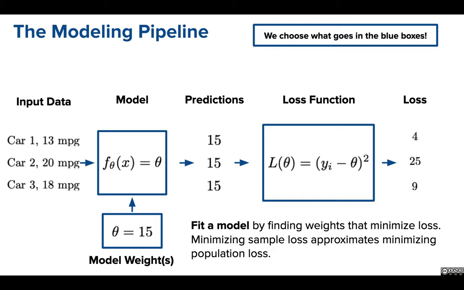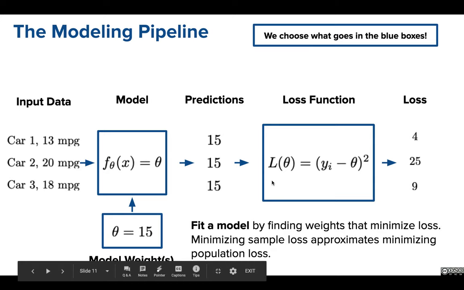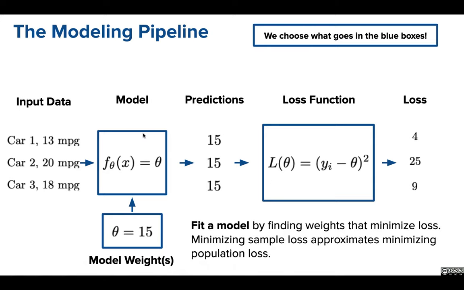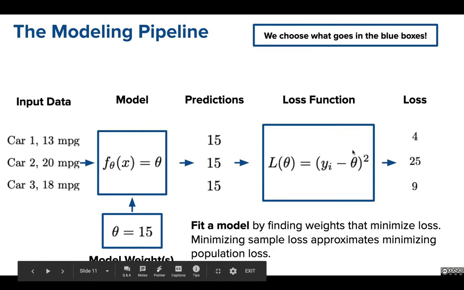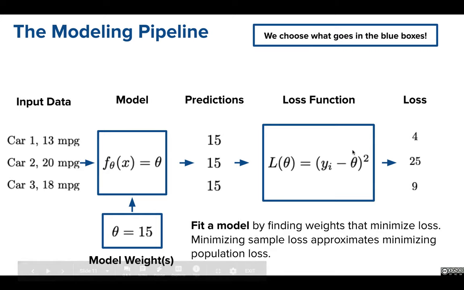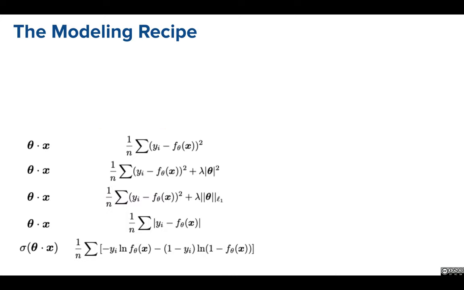Now I highlight to you the things in blue because it turns out there's only like 3 things in this diagram that you really have control over. You don't really have control over what these numbers are here, but you do have control over what you choose to be your model, what you choose to be your loss function, and how you fit the model to that loss function. And so it turns out that pretty much all of modeling can be reframed in terms of tweaking one of those 3 boxes. And I'll show you what I mean.